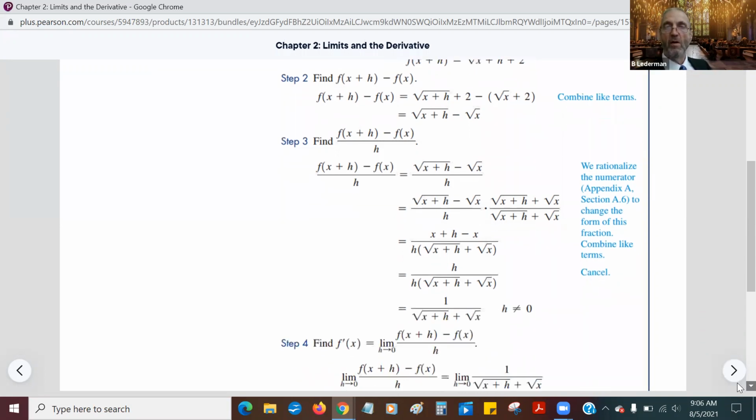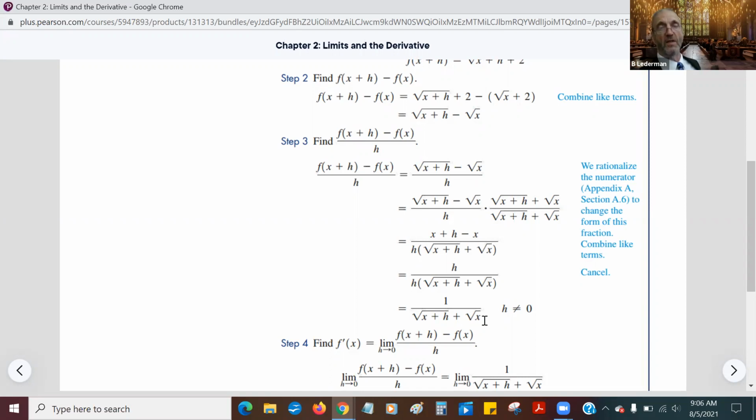And now x minus x cancels. I have h on top, and that h on top is going to cancel out with this h over here, not the h inside there, but the h that's multiplying. And I have 1 over the square root of x plus h plus the square root of x.